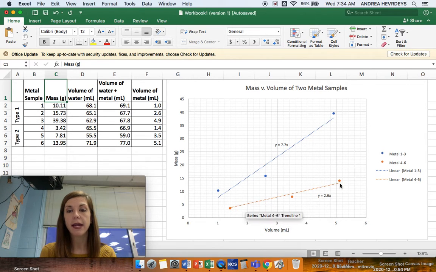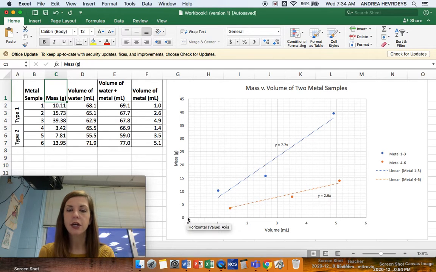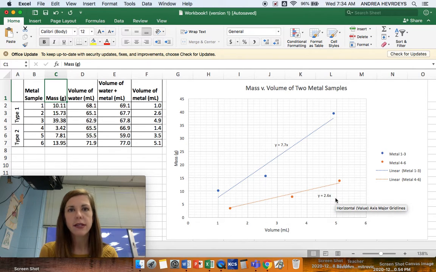I then made lines of best fit on Excel. They're called trend lines. Those trend lines need to go through the origin so that there's no intercept. Y equals mx plus b is the equation of a linear line, but we don't want a b here. We want it to go through the origin, because if there's no mass, there should be no volume.